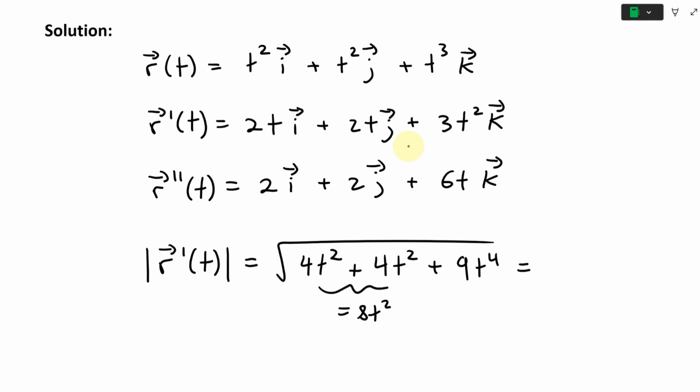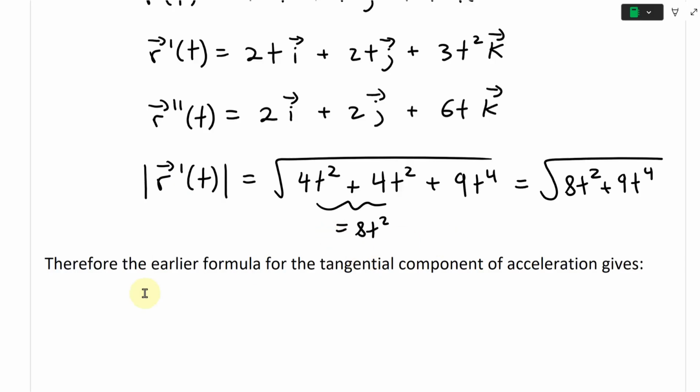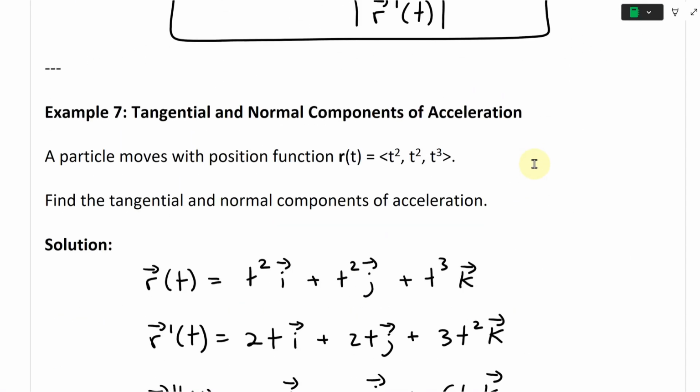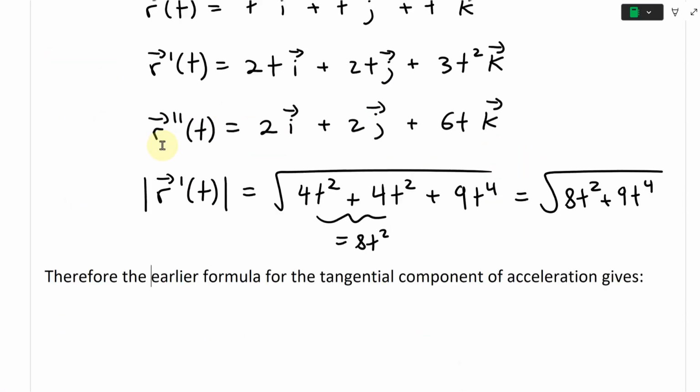So this equals the square root of 8t squared plus 9t to the 4. Alright, so now we have this. Therefore, the earlier formula for the tangential component of acceleration gives, and that's this one right here: the dot product of the first and second derivatives, divided by the speed, the magnitude of the first derivative. So let's take a look at that.